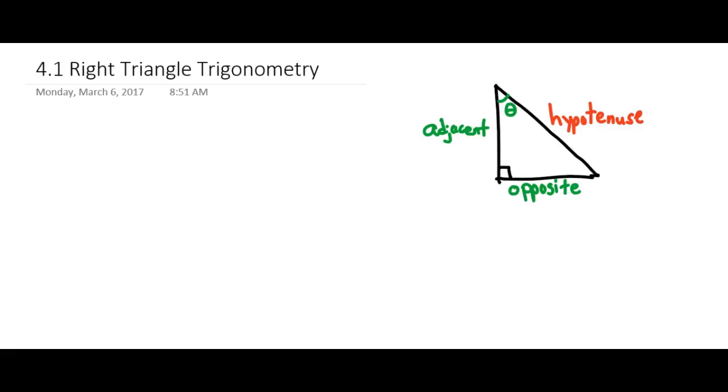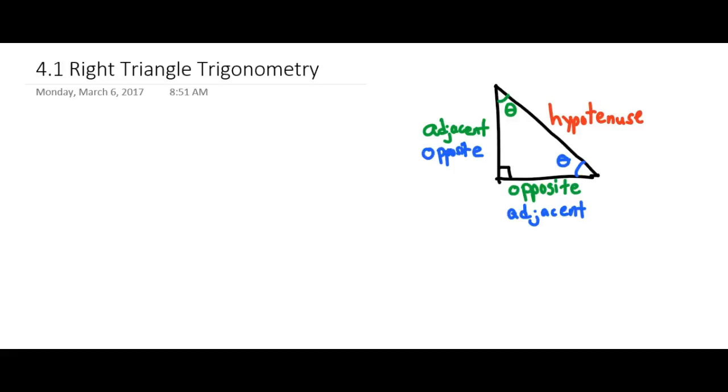Now, these sides could be switched. If I was calling this angle over here theta, then that would make this side opposite of that angle, and this side would be adjacent to that angle. So those are my hypotenuse and my two legs defined based on which angle we call theta.